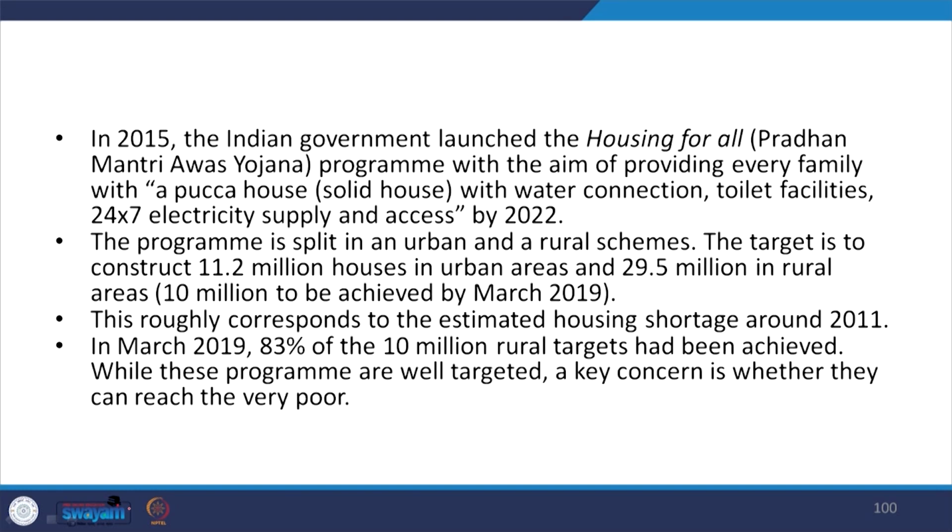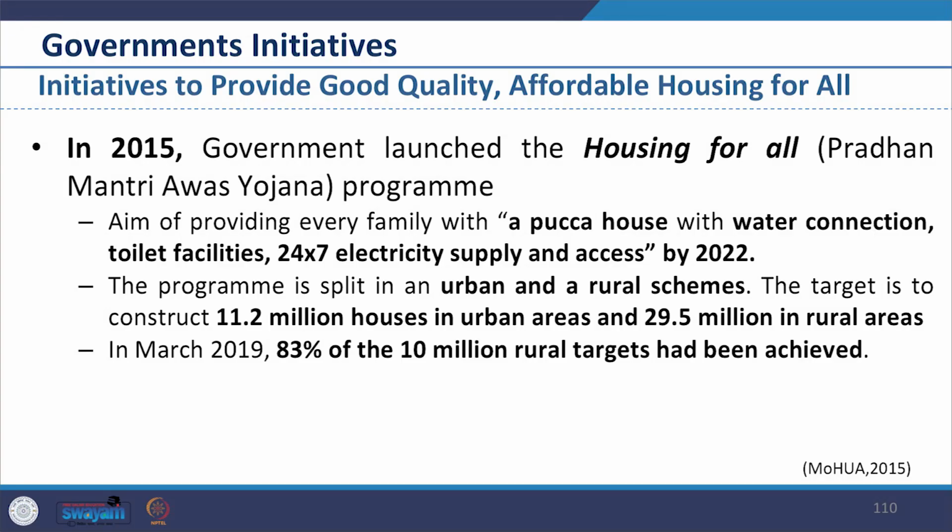The target is to construct 11 million houses in urban areas and over 29 million in rural areas. And we see that nearly 10 million was to be achieved by March 2019. This roughly corresponds to the estimated housing shortage calculated in 2011. In March 2019, 83% of the 10 million rural target had been achieved. While these programs are well targeted, a key concern is whether they can reach the very poor.